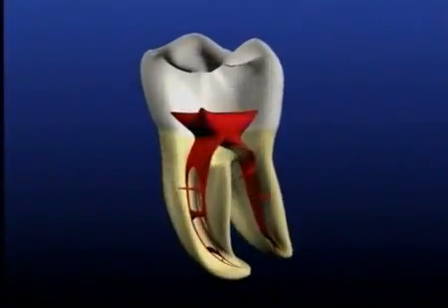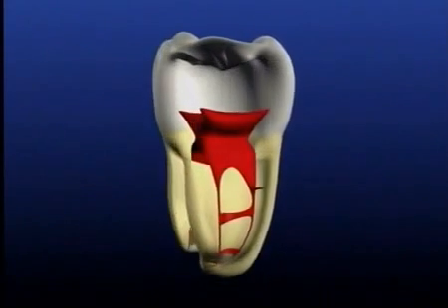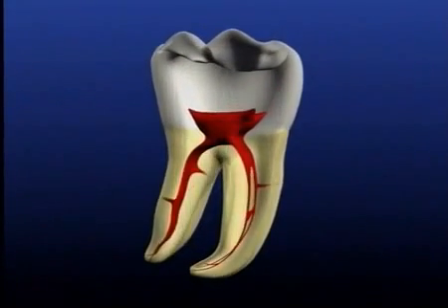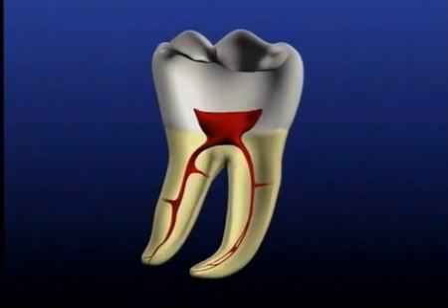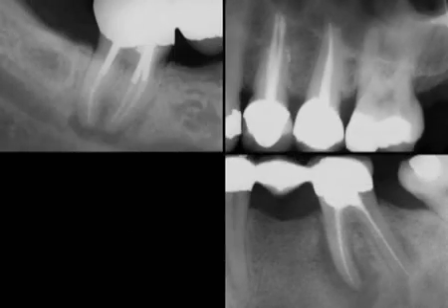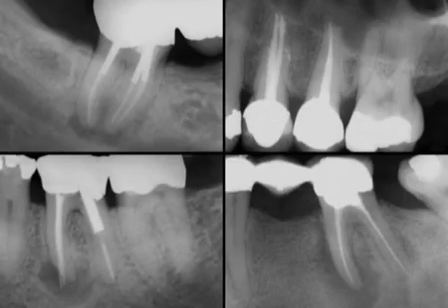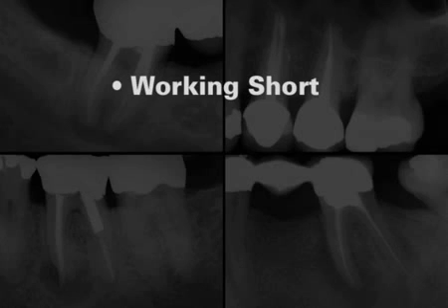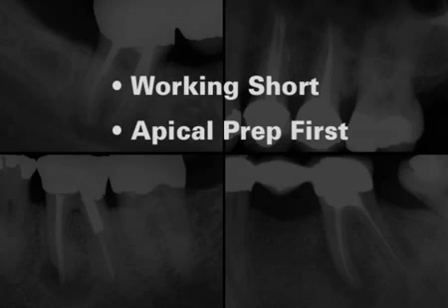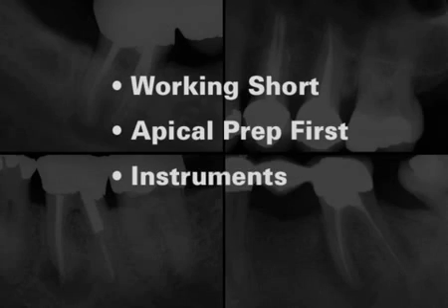Failure to respect and appreciate the biological and mechanical objectives of cleaning and shaping increases frustration and predisposes to needless complications such as blocks, ledges, apical transportations, and perforations. These iatrogenic events can be attributable to working short of the radiographic terminus, attempting to negotiate and prepare the apical third of the root canal first, the instruments, and their methods of use.